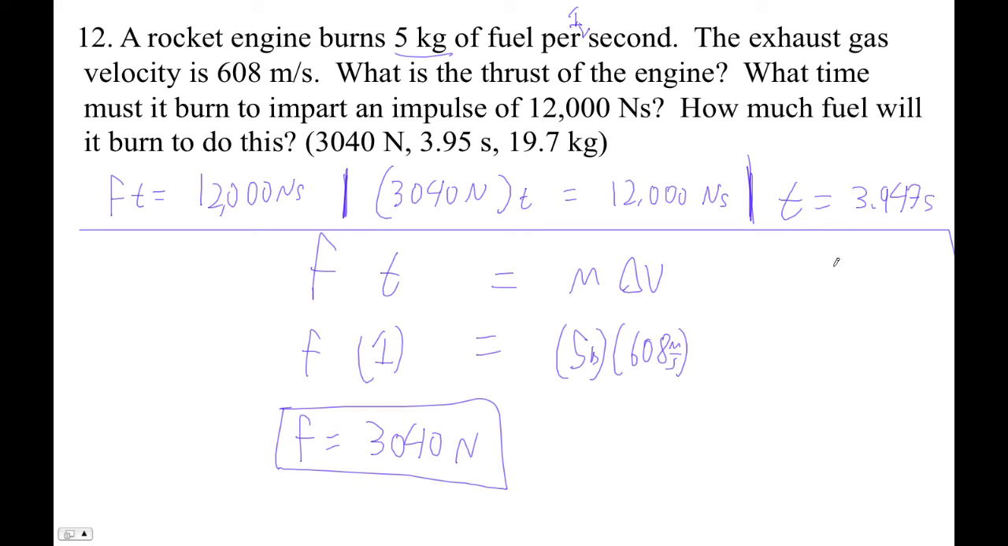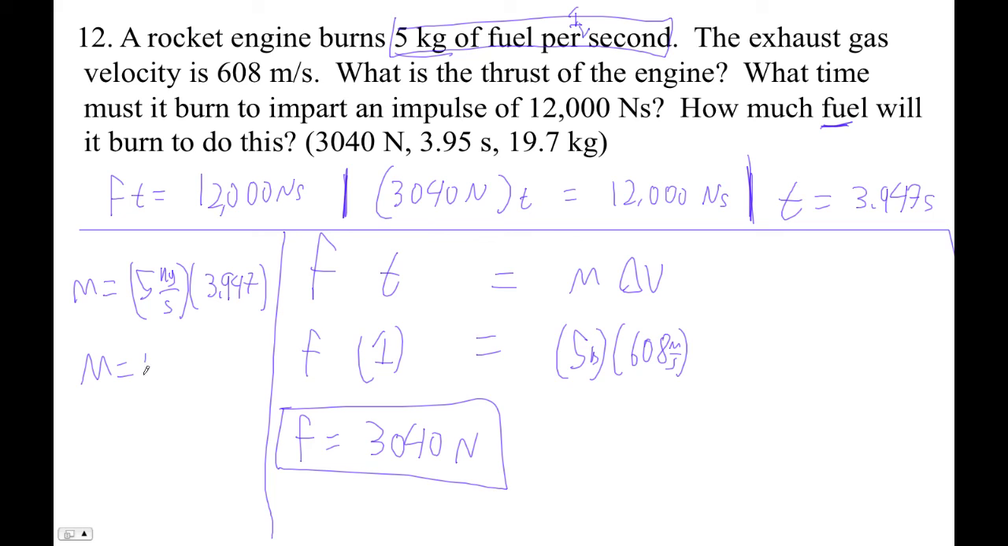And then it says, how much fuel will it burn to do this? Well, it's burning 5 kilograms of fuel per second, right? So here, I'll do it over here. The mass of fuel is just going to be the 5 kilograms per second times how many seconds, right? 3.947. So I'm going to take the number on my calculator and just multiply by 5, because every second that goes by, it burns 5 kilograms. So it would be 3.947 times 5. I'm getting 19.7. The mass is 19.7 kilograms, okay?